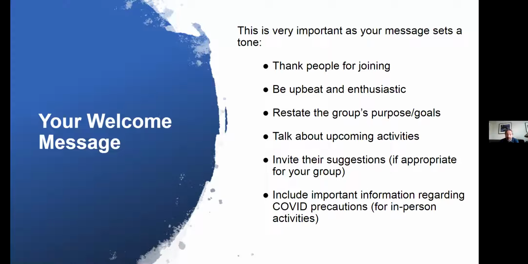Talk about some upcoming activities, a great way to engage people right from the start. Invite their suggestions, again, depending on the nature of your group. You might want to include some important information regarding COVID precautions, and let's say you learn that 30 days from now you'll be able to resume in-person events for people who are comfortable doing so. That's something you might want to mention in your welcome message.